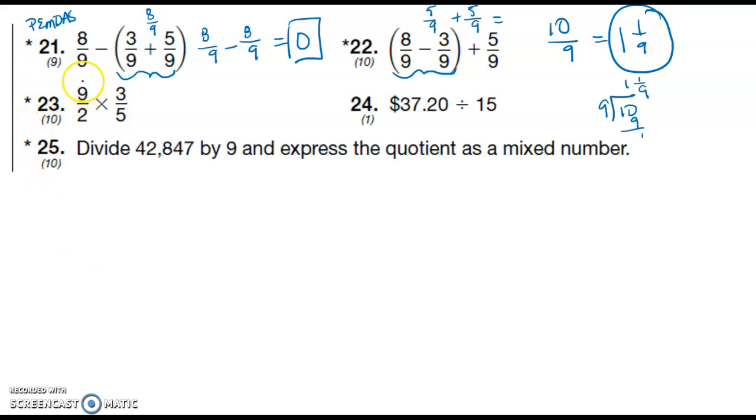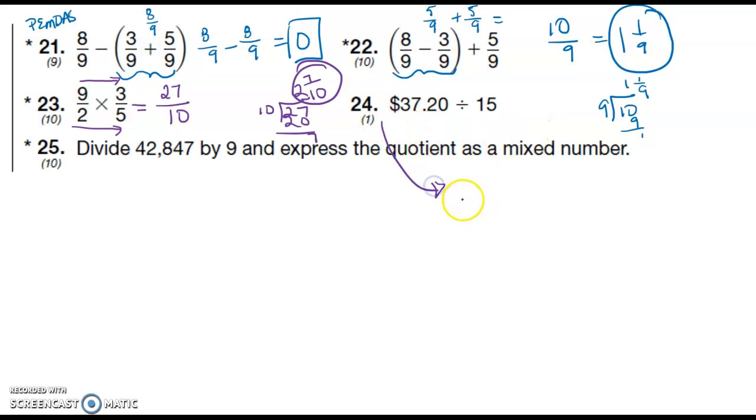Awesome. 23, multiplication. So we're going to multiply across the top and multiply across the bottom, and then we're going to simplify. So 9 times 3 is 27. 2 times 5 is 10. And then when I divide 27 by 10, I get 2 7/10, which is going to be my answer.